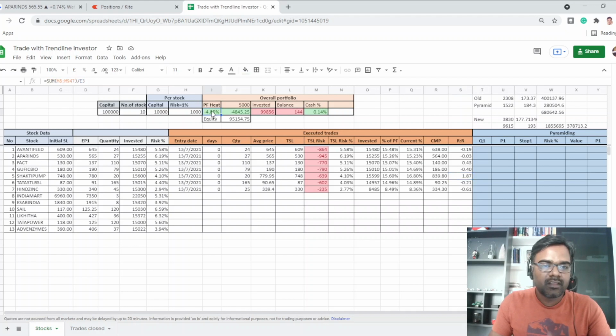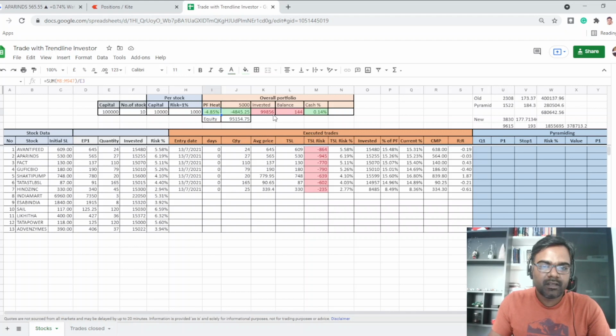Now, just covering another important concept, portfolio heat. If you see portfolio heat here, it's the sum of M8 to M947, basically the sum of all these cells over here, divided by E3. E3 is my capital. I've defined my portfolio heat to not be more than 5% at any point of time. Right now my portfolio heat is almost at 5%. Basically, if all my stops hit today, I will lose 4,845 rupees. If you keep some slippage, probably I will lose around another 0.5% extra at maximum. So that's the portfolio heat concept, guys.